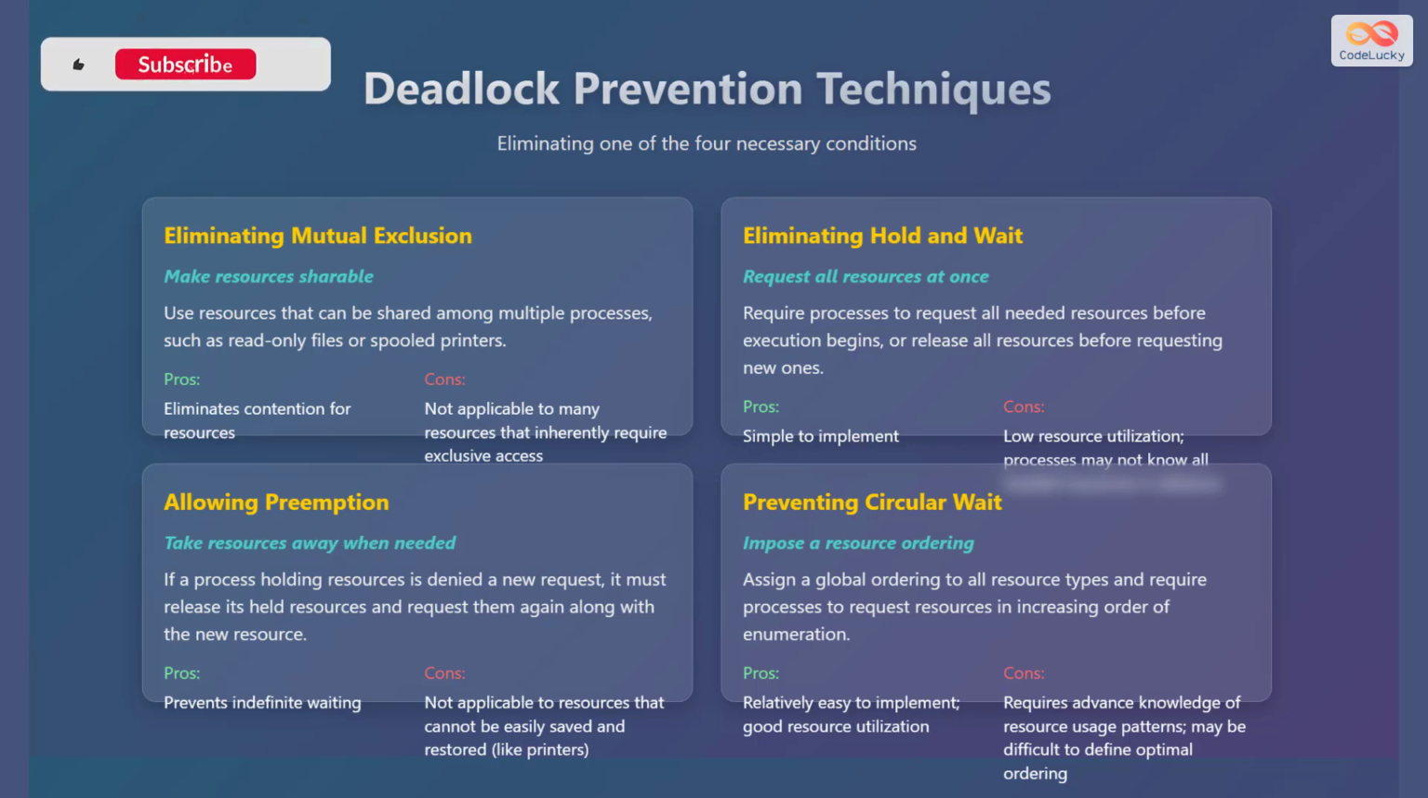Fourth technique is preventing circular wait by imposing a resource ordering. Assign a global ordering to all resource types and require processes to request resources in increasing order of enumeration. The pro of this method is it is relatively easy to implement, with good resource utilization. The con is it requires advanced knowledge of resource usage patterns, and it may be difficult to define an optimal ordering.